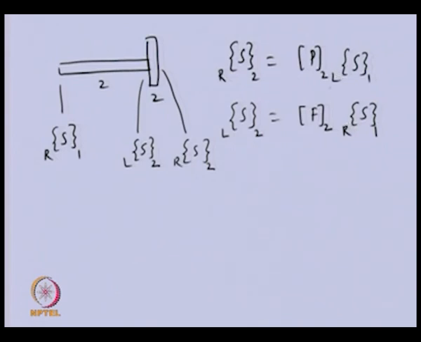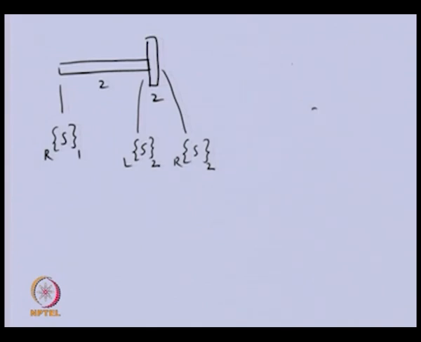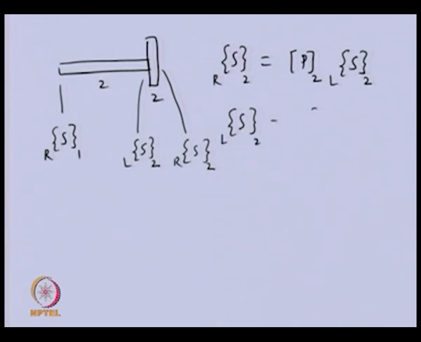So, the state vector right of disk 2 we related with the point matrix of disk 2 and the state vector left of disk 2, and in the second case we related the state vector left of 2 with the field matrix of the shaft 2 and the state vector right of 1.